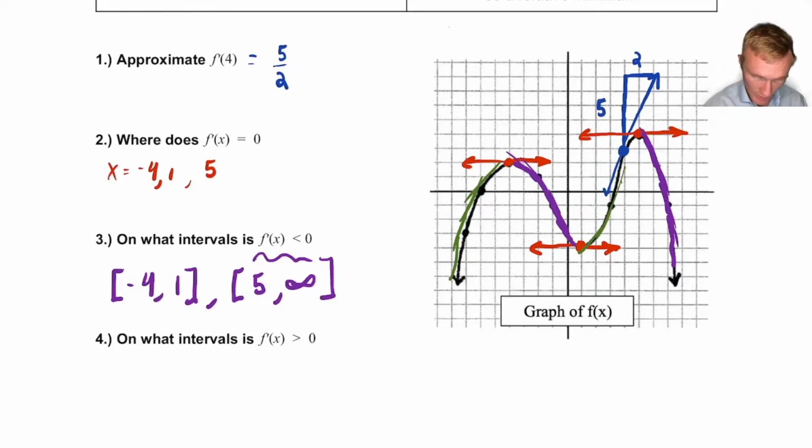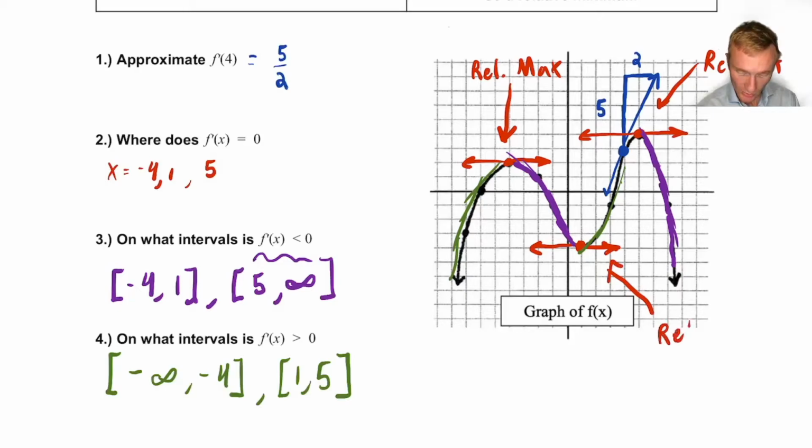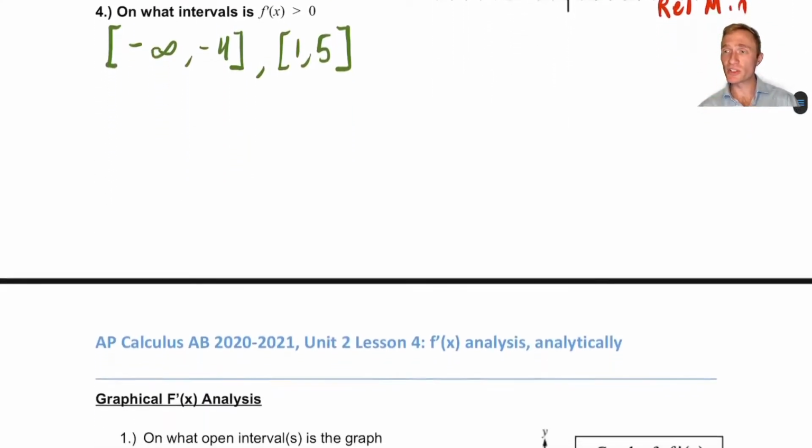So in these green sections, which fill in from negative infinity all the way to the left to negative 4, and from 1 to 5. And as you can see, the places where we switch are where we have what we call local or relative mins and maxes. We have a relative max when the derivative goes from positive to negative, and we have a relative min when the derivative goes from negative to positive. That's going to be a really important idea for today. Like I said, we're just going to do one more piece of review because this is such an important topic.